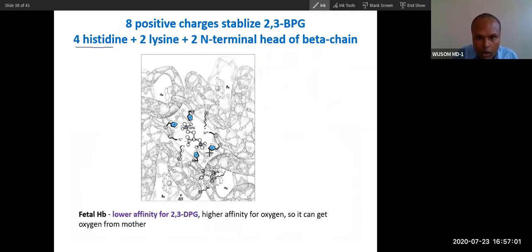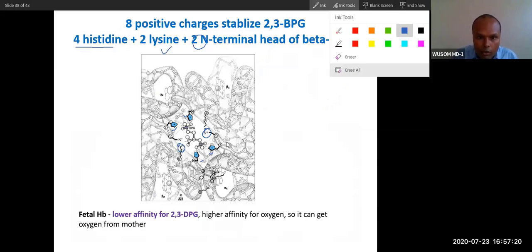Four histidines are there. Two lysines are there. Lysine has a long chain. This is lysine, and it is positively charged. These are the two lysines, and two N-terminal amino groups. You can see this N-terminal amino group, and the other N-terminal amino group is present somewhere.